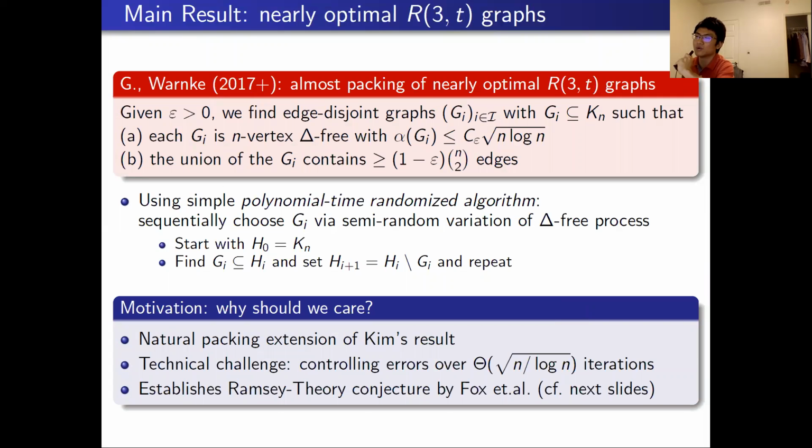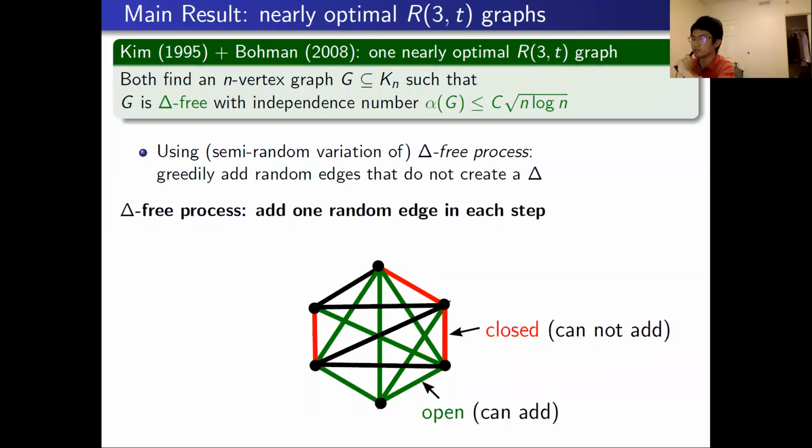So, is there any question about this, our main result? Yeah, actually. Can you say in a little bit more detail what you mean by semi-random? Yeah. So for the triangle-free process, each time we add just one edge like this, one edge at each step. But for the semi-random variation, we not necessarily just add one edge at each step. We add many random edges at each step.